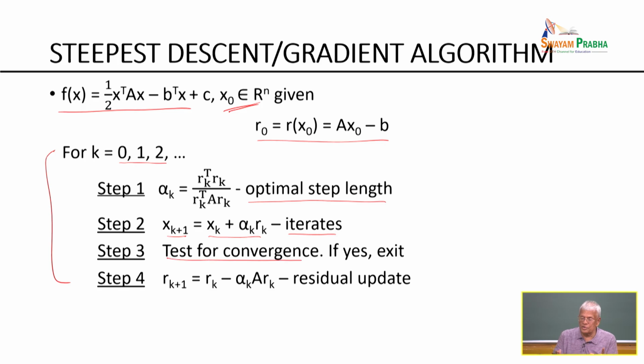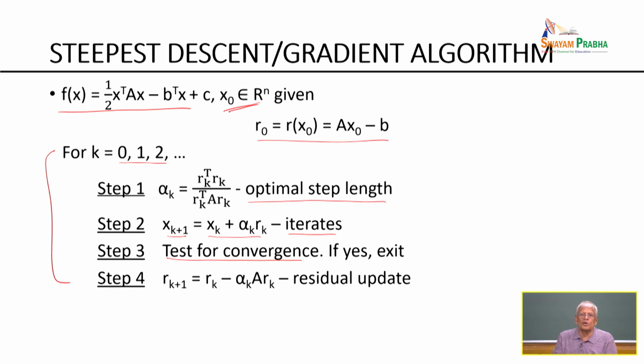What is the test for convergence? The test for convergence is: if the norm of the residual vector is very small, exit out of the do loop, otherwise continue. So, this is an infinite do loop. Every infinite do loop must have an exit condition. The exit condition is based on what is called the test of convergence.